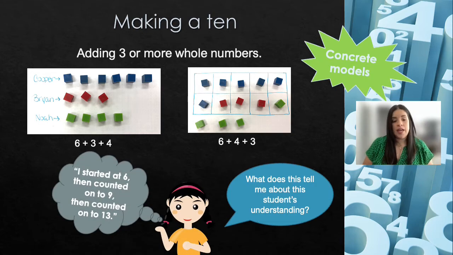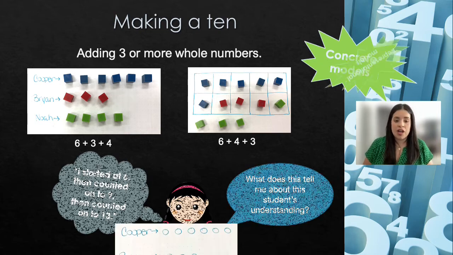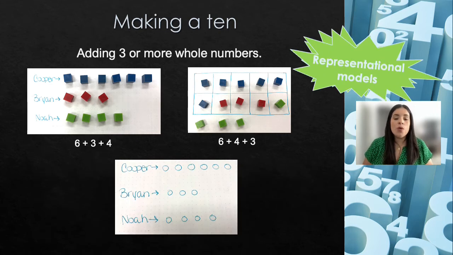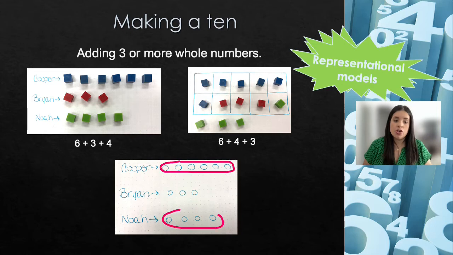A student might also say, I counted on to 9, then counted to 13. If I hear students saying this, what does that tell me about their thinking? Are they wrong? Absolutely not. That's an efficient strategy, but I want to see how I can get them to make a 10 or use more efficient strategies. A representational model of making a 10 would be very similar. Students can begin by drawing out all the numbers that are represented in the equation, circle numbers to make the 10, and then add on.